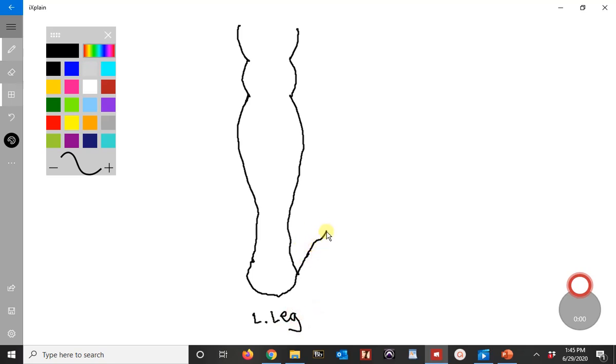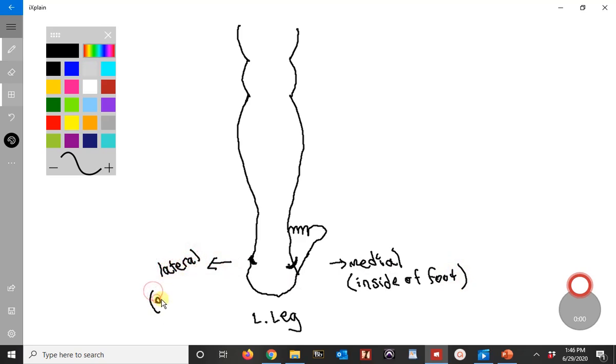So I'm going to draw, here's your big toe, and then your other toes. And here's your ankle. And here's your ankle out here on the lateral side. So this is going to be the medial side because it's the inside of your foot. And this is going to be the lateral because it's going to be the outside of your foot.